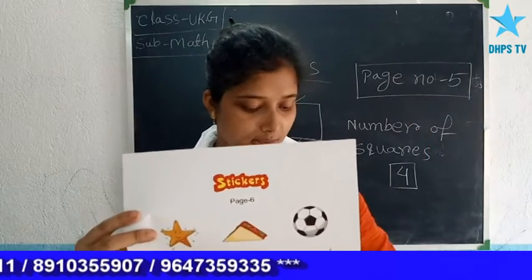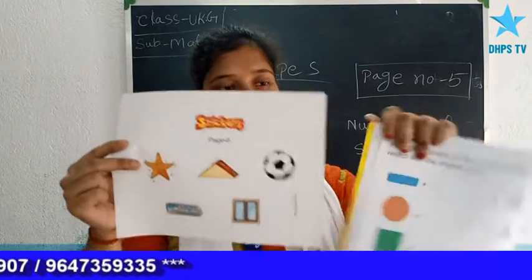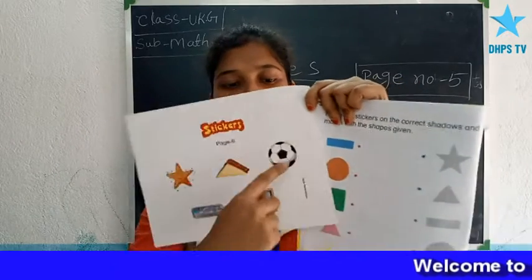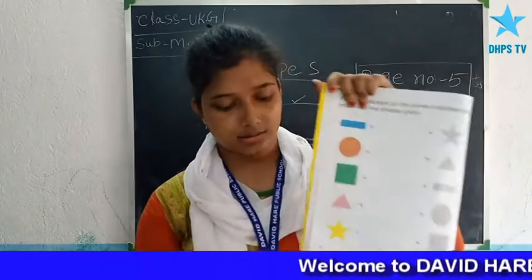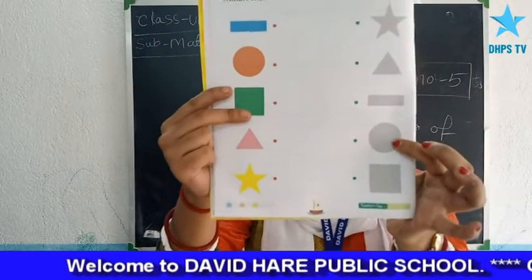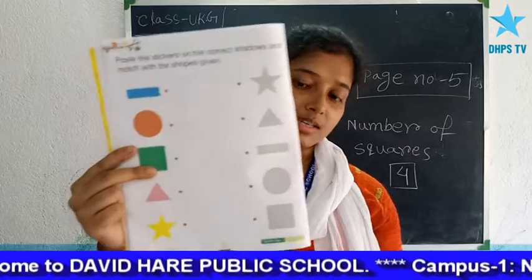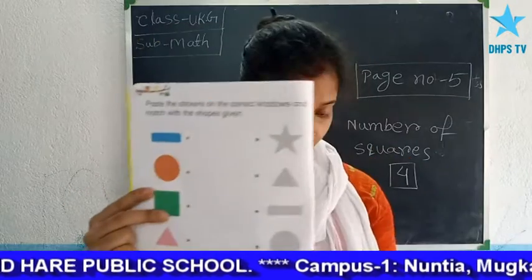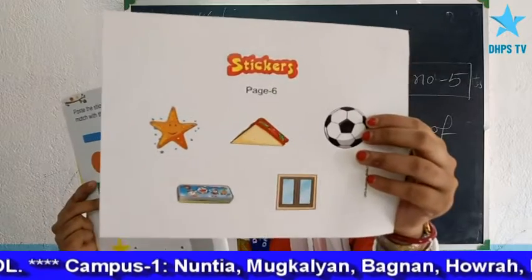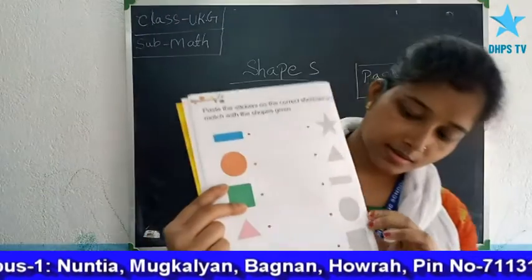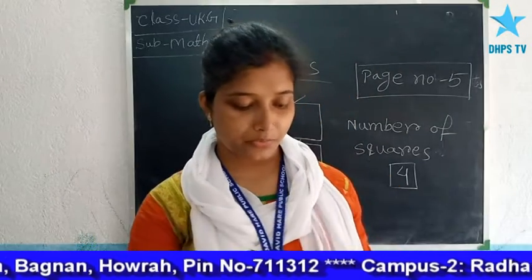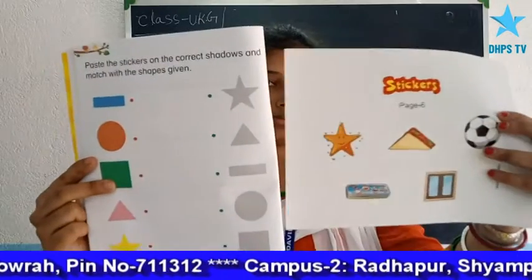So at first you have to match the shadows with the stickers. This is a ball and in the shadows you can see this one is in round shape. So this shadow is of the ball. So you have to put the stickers from the sticker page and then paste here. And in the similar way, you can fill all the shadows.